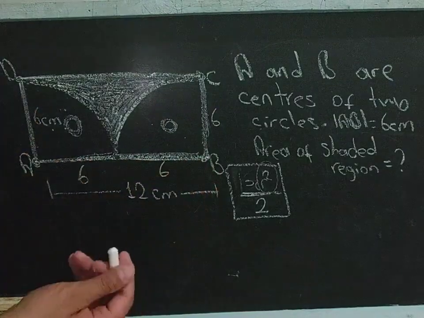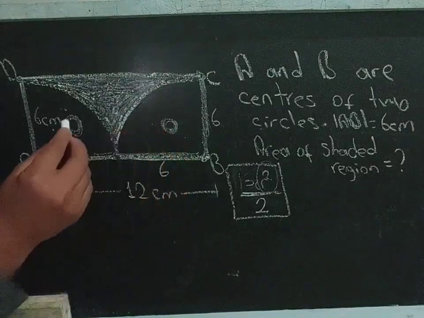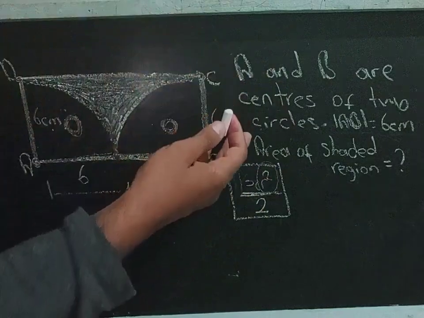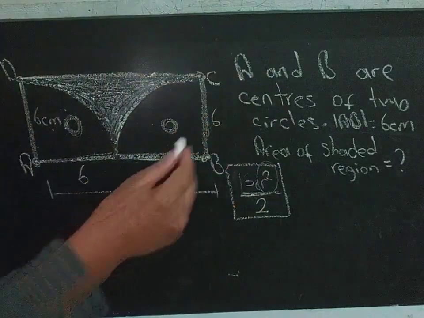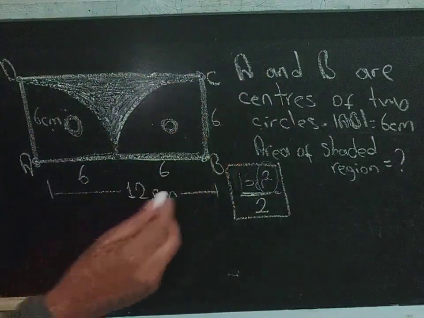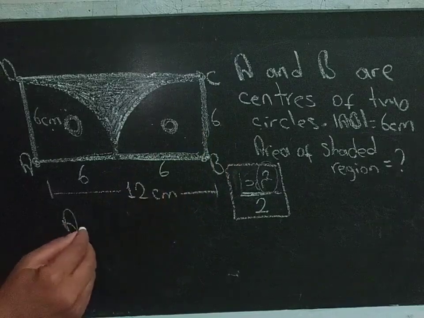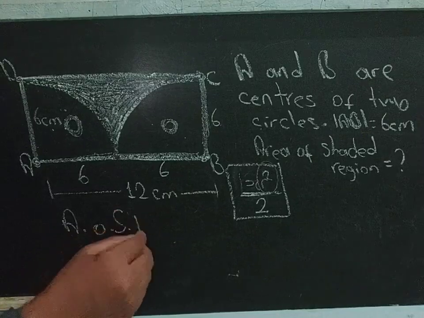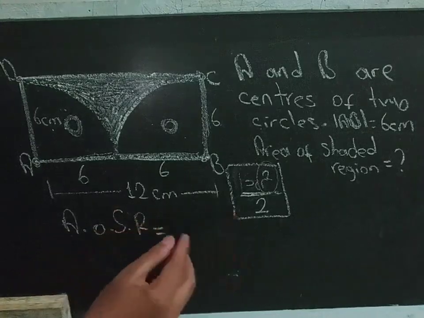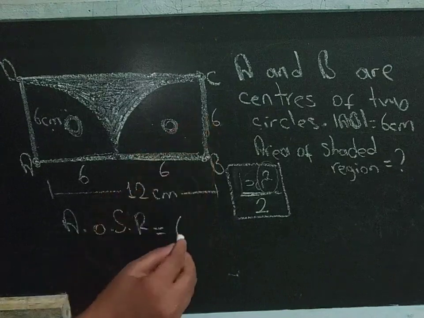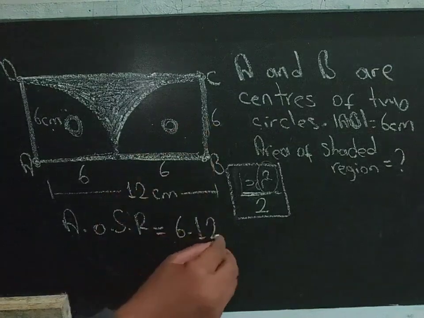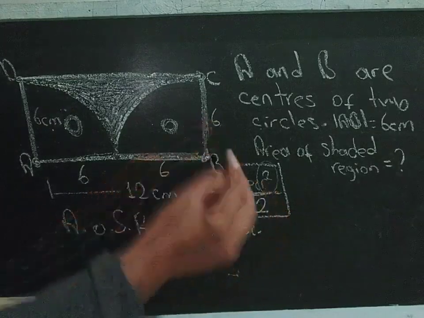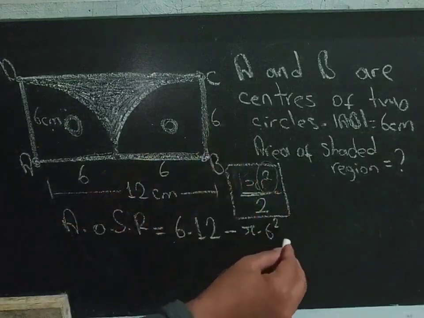So what I told you, I said you are going to find the area of these two parts and then subtract from area of whole rectangle. Area of whole rectangle is, let's write, the area of shaded region equals 6 times 12 minus pi times r square. R is 6, square, over 2.